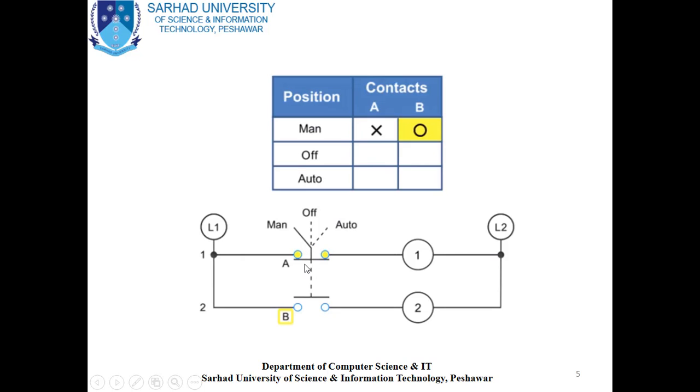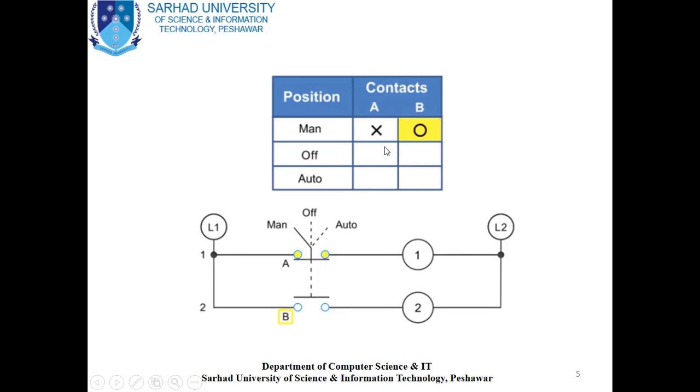So you can see position A and position B. Here you can see position A, which is normally closed. In this case, the energy will flow from left to right, from here towards here, because here the contact is closed, which represents the manual position of the selector switch.